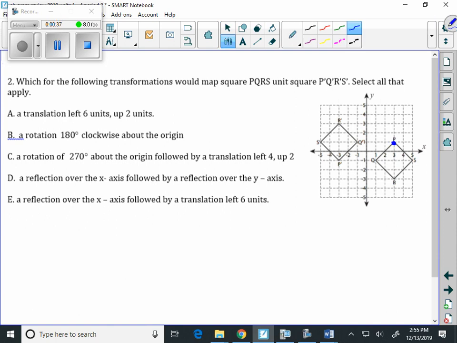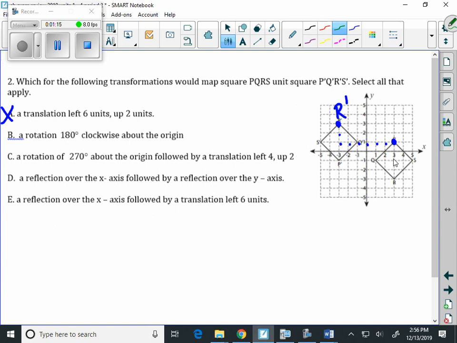When we take a look at our first choice, a translation left 6 and up 2, we're going to move 1, 2, 3, 4, 5, 6, up 2. That gets us up to a point on our picture, but we moved P left 6 and up 2, and the point that it landed on over here is R prime, and we need it to be P prime. So that is not one of our answers.